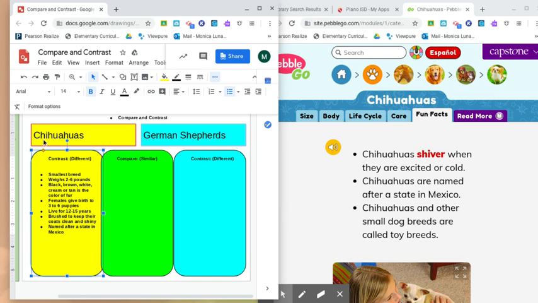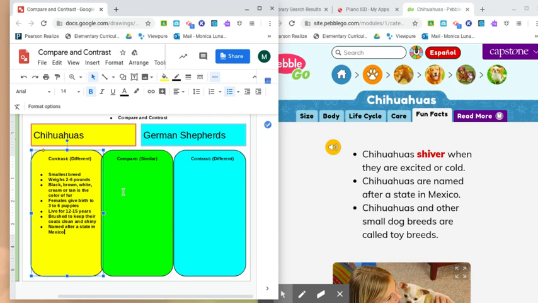Okay, so for today, the only thing we did was this side. We learned about Chihuahuas and we jotted down some facts. Okay, tomorrow we are going to read about German Shepherds and we're going to list some facts about them. Then the following day, we're going to do how they're similar.